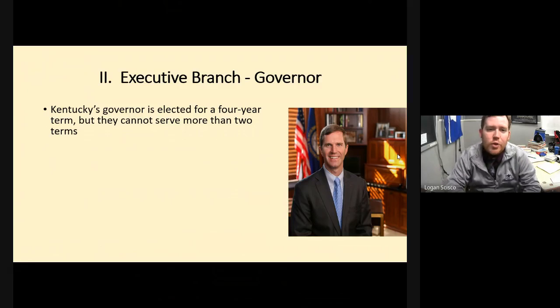But the governor can serve 2 consecutive terms. It used to be that Kentucky's governors could only serve 1 term and no consecutive terms were allowed. However, that was changed in 1992, as we talked about. So they can serve more than 1 term, but no more than 2 consecutive terms in office.